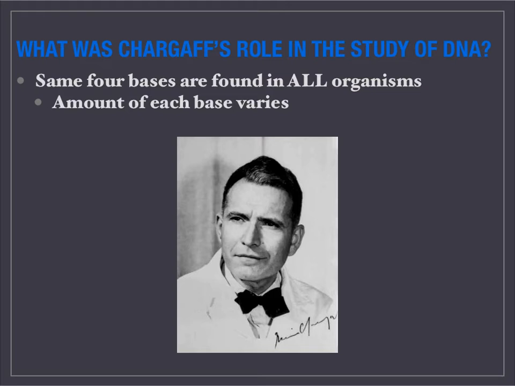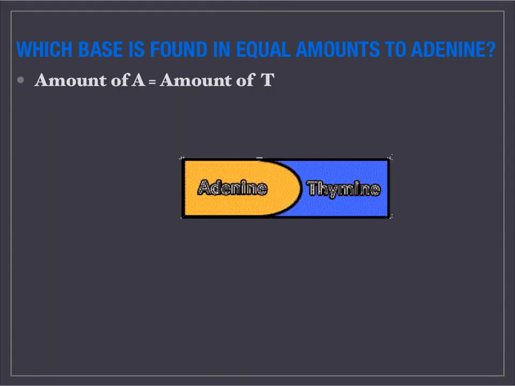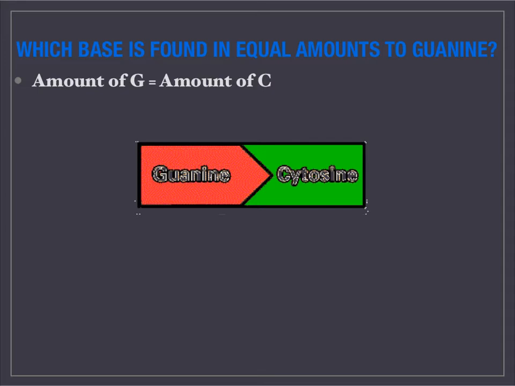One of the scientists that was studying DNA structure early on was Chargaff. He discovered that the same 4 bases, adenine, thymine, guanine, and cytosine, are found in all organisms. The amount of each of these 4 bases varies, but those 4 bases were in every organism. Chargaff also found that the amount of adenine was equal to the amount of thymine, and the amount of guanine was equal to the amount of cytosine.